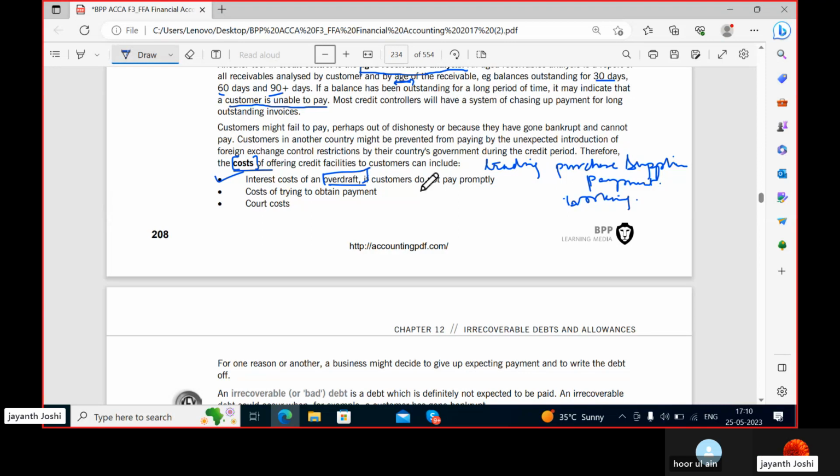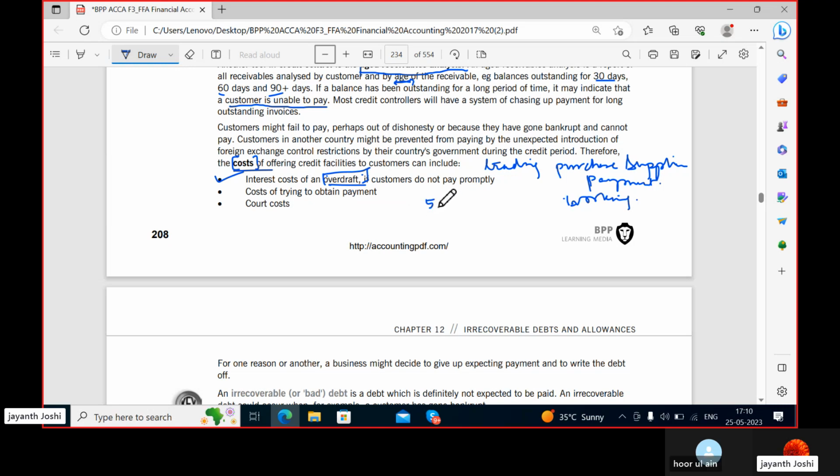Are you aware of the term overdraft? If not, I will just answer what is overdraft. Overdraft is a facility given by the bank. That means you have a certain amount in your bank account, right?